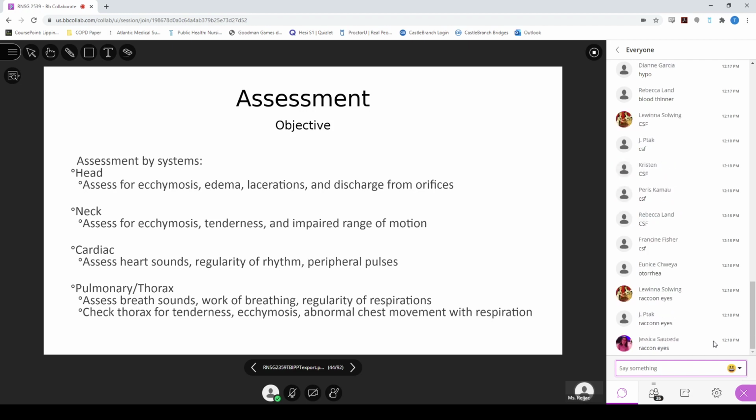The bad pictures, remember? Raccoon eyes and the Battle sign. Otorrhea is 1, 2, and rhinorrhea is 1, 2, but the two signs that should really zone you into a basilar skull fracture are the raccoon eyes and the Battle signs, okay? All right, so the neck is the next thing, same thing. Ecchymosis, tenderness, impaired range of motion.